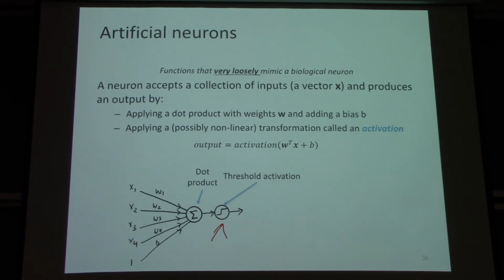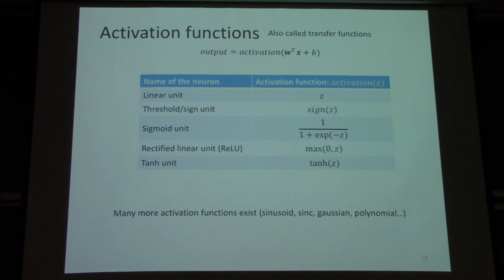But the threshold is not the only activation out there. There are other activations that are possible. In the literature, we see many activation functions. Sometimes some people also call them transfer functions. They transfer the dot product to the outside. I could say that the activation is simply the identity function. That gives us the linear neuron, which just says the output is W transpose X plus B. We've seen the sign function. The output could be the sign of the dot product. That's called the threshold or the sign activation.